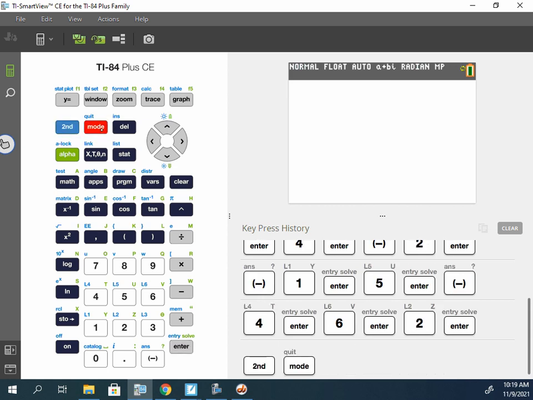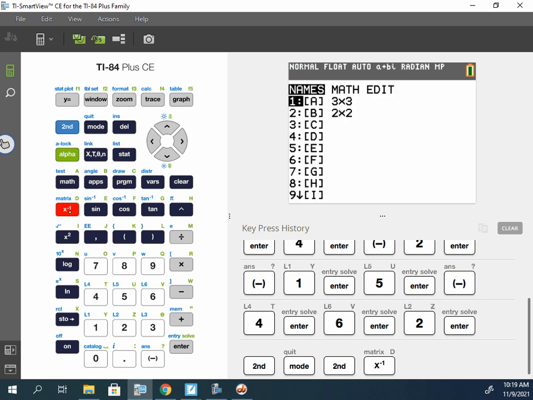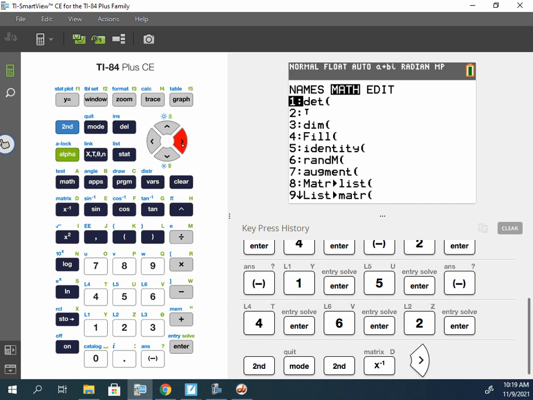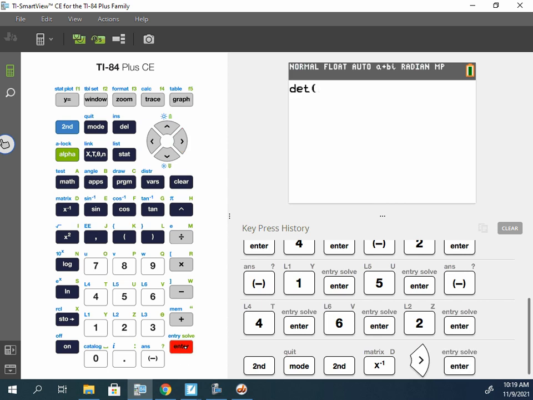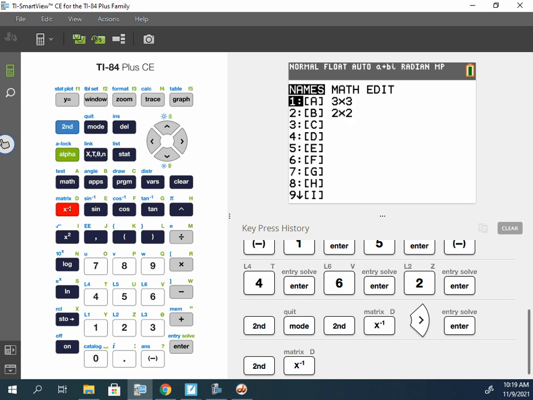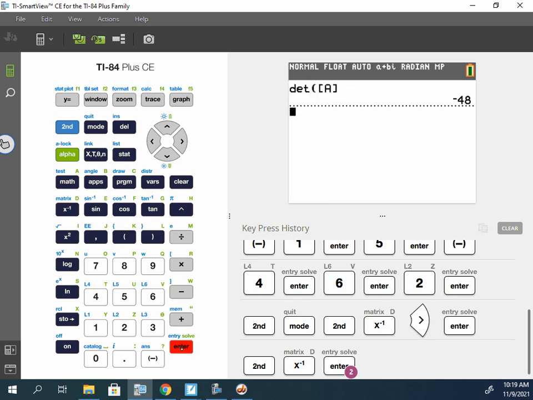Now we'll go second quit. So we're wanting to take what? The determinant, yes? So we're going to go second matrix. And we're wanting to do some type of math operation, yes? This first one. So we're going to take the determinant of second matrix A, negative 48. And that's it.